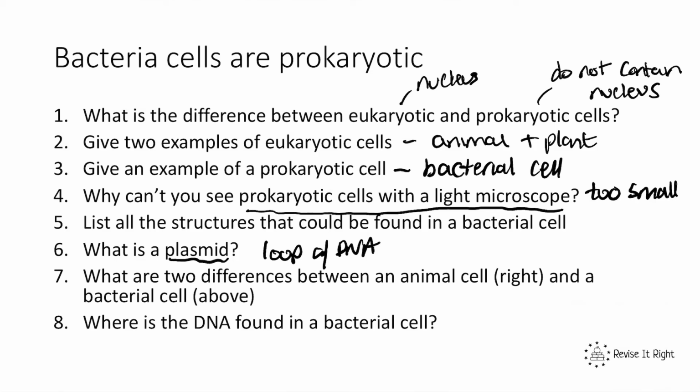Question 7, what are 2 differences between an animal cell and a bacterial cell? So a bacterial cell has a cell wall, whereas an animal cell does not. So that's one difference. A second difference is that an animal cell contains a nucleus, whereas a bacterial cell doesn't, as it's prokaryotic. A third difference could be that bacterial cells contain slime capsule, whereas animal cells do not. You also could have written that an animal cell contains mitochondria, whereas bacterial cells do not. So there's quite a lot of differences you could have written about here.